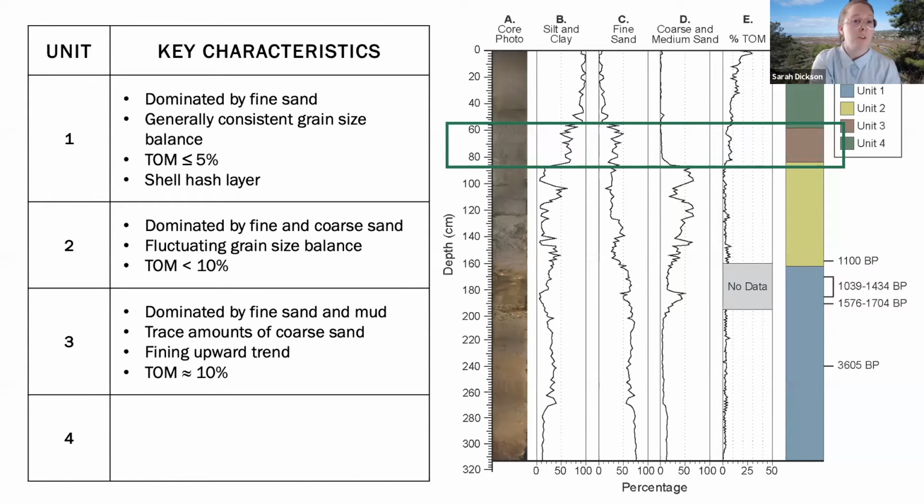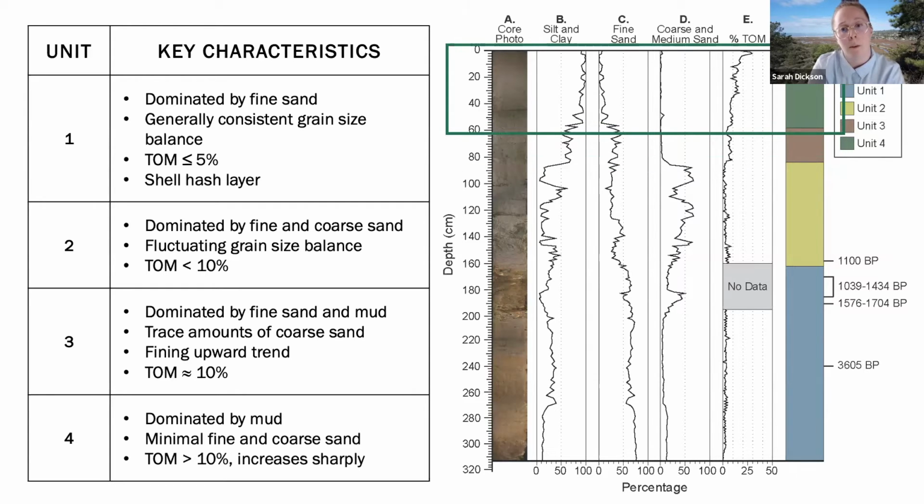Unit 3 marks a shift to finer grain sediments, as it is primarily composed of fine sand and mud, with trace amounts of coarse sand and a general fining upward trend. The total organic matter increases slightly again to be approximately 10% throughout the unit. Lastly, Unit 4 is marked by a significant amount of mud-sized grains. There's minimal fine and coarse sand, and the amount of total organic matter exceeds 10%, increasing sharply near the surface of the core.